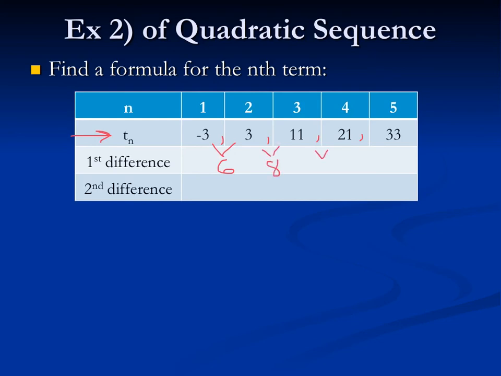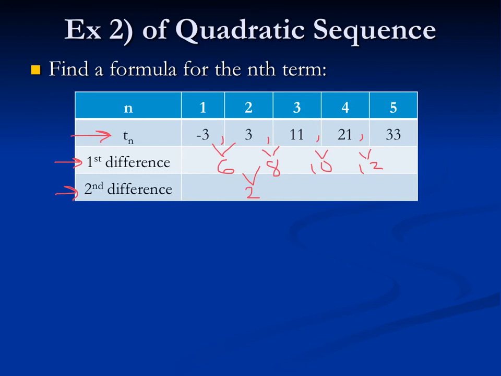My third difference is 10, and my last difference is 12. Okay, so that's my first difference, and it's not constant. Therefore, it's not linear. So I have to go to the second difference. You want to keep going until you get a difference that is constant, and that's going to be here.